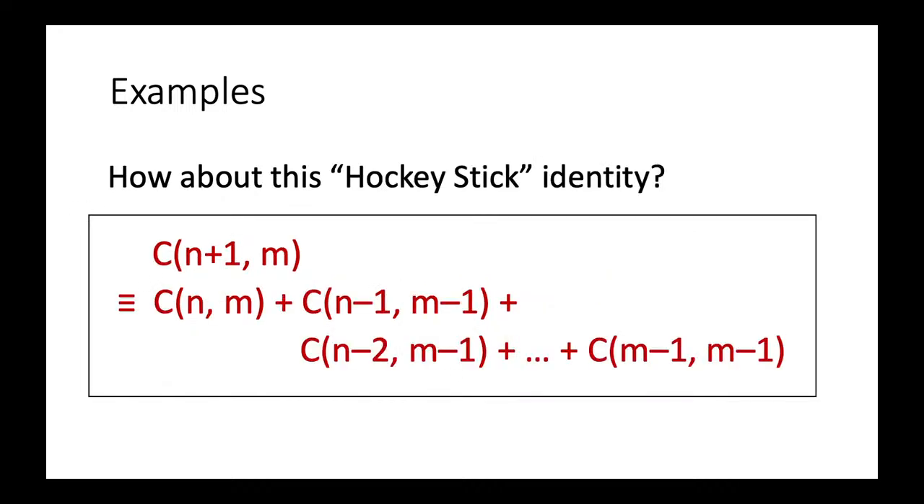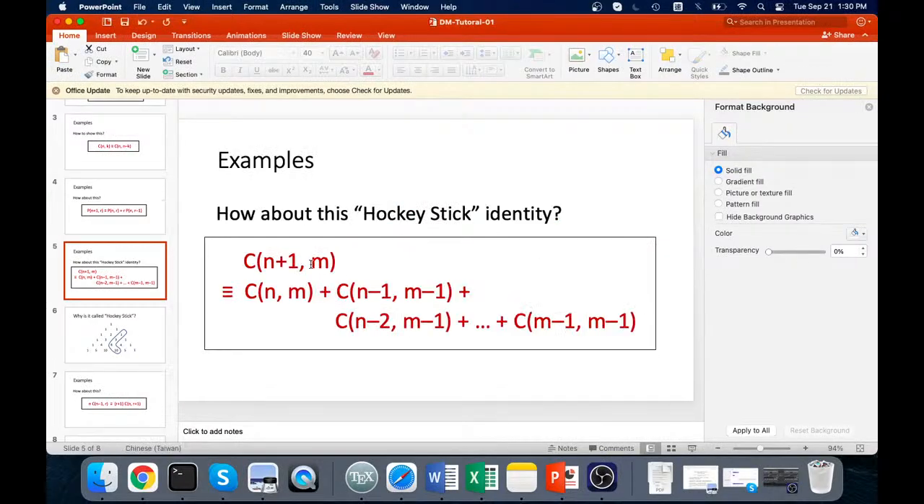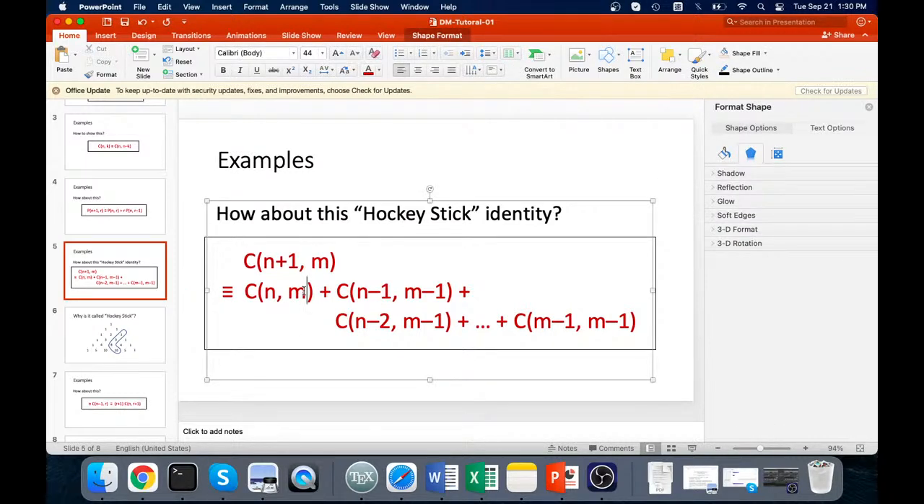Now the next one is called the hockey stick identity. So it is saying that, there was something wrong here. I'm sorry. So let me see. Sorry, there is a mistake here. So it must be something like, this is n minus 1. So every term here is n minus 1. Okay, sorry. So let me go back again.